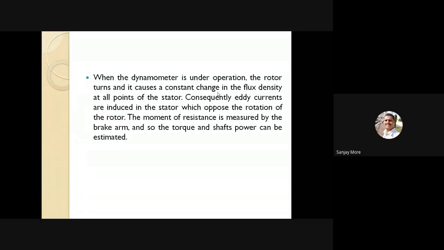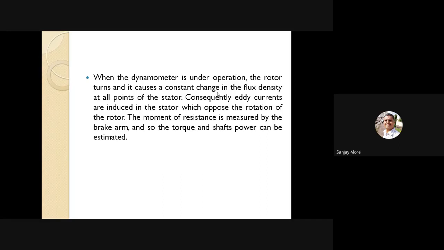When the dynamometer is under operation, the rotor turns and it causes a constant change in the flux density at all points of the stator.